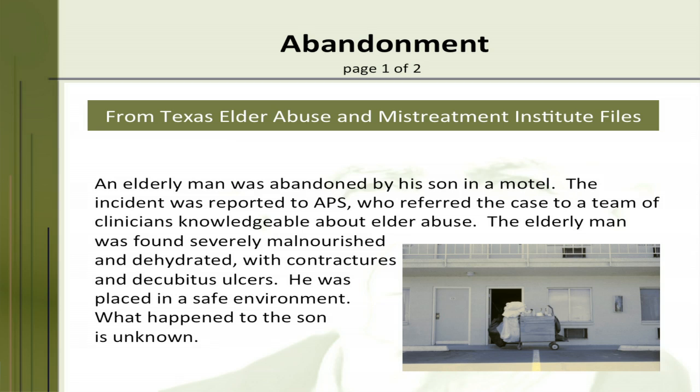And so here was a case, abandonment, that came through the Texas Elder Abuse and Mistreatment Institute. It was an elderly man who was abandoned by his son in a motel. The incident was reported to Adult Protective Services, who referred the case to team clinicians knowledgeable about elder abuse. The elder man was found severely malnourished, dehydrated, with contractures and decubitus ulcers. And this was a very, very unsafe environment for him and very, very bad for his health, as you might imagine.